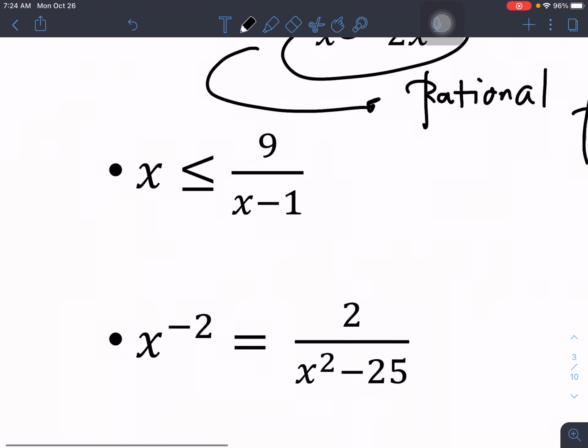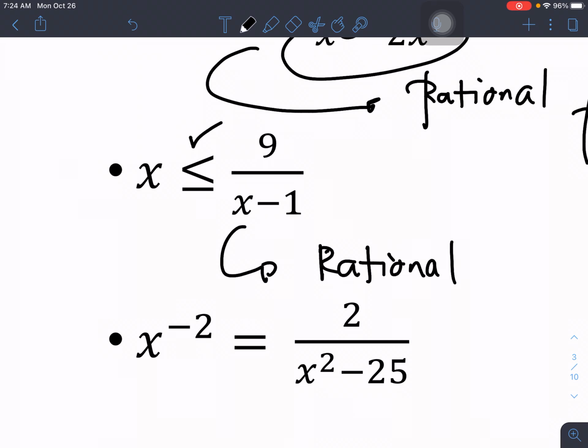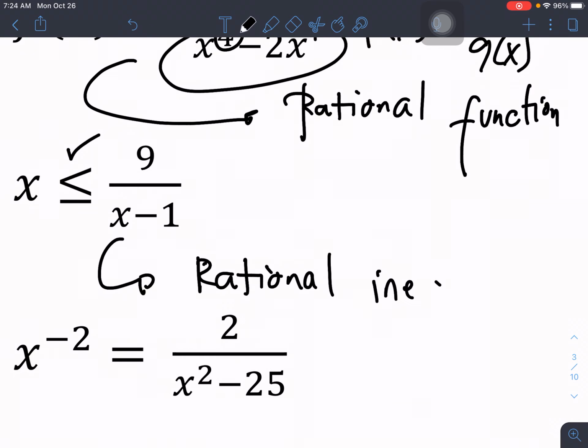Okay, next, there is an inequality sign, so we should check next if this is a rational expression. Everything exhibits as a rational expression, so this one should be considered a rational inequality because of the inequality sign.